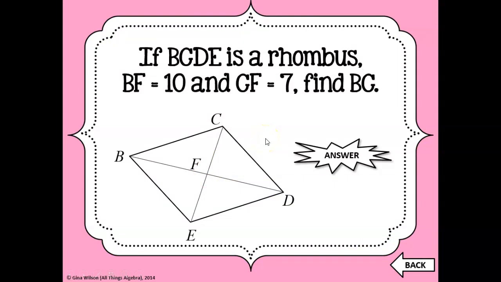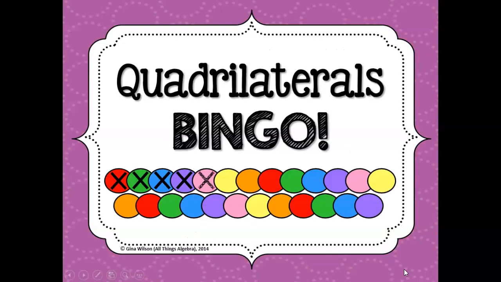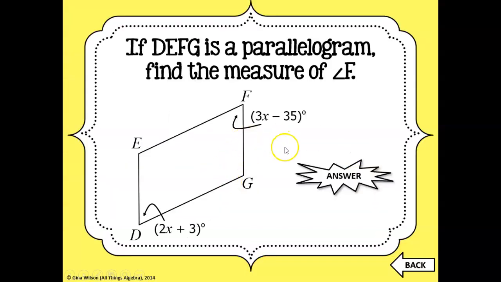All right, try this one. It has a rhombus, and BF is 10, and CF is 7. Find BC. Pause it, and we go in 3, 2, 1. 12.2. This right here, that thing I'm circling with my mouse, is a right triangle. So you do 7 squared plus 10 squared equals BC squared. All right.